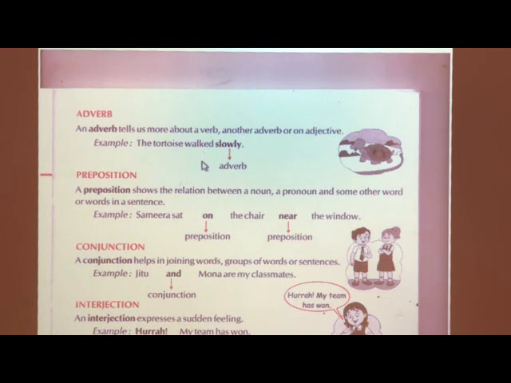For example, one more example: he ran fast. Which is the verb over here? Ran is the verb. And how is he running? He is running very fast. Meaning in what manner, in what way is he running? He is running very fast.